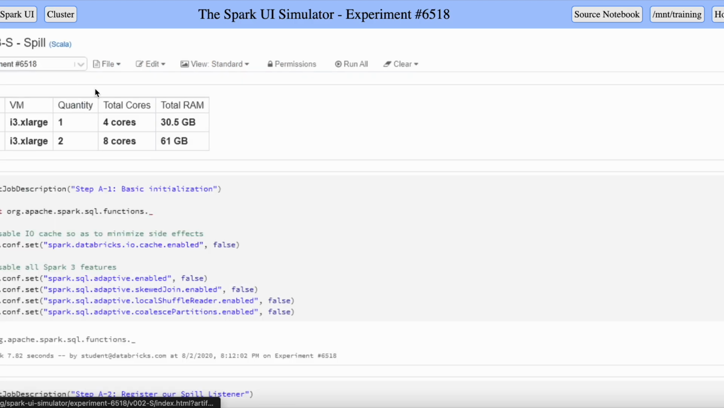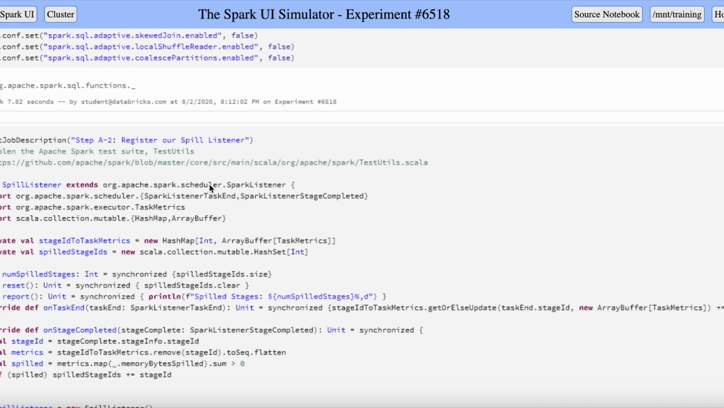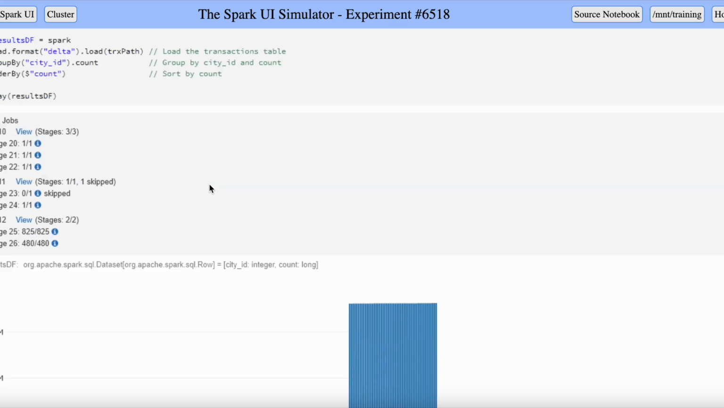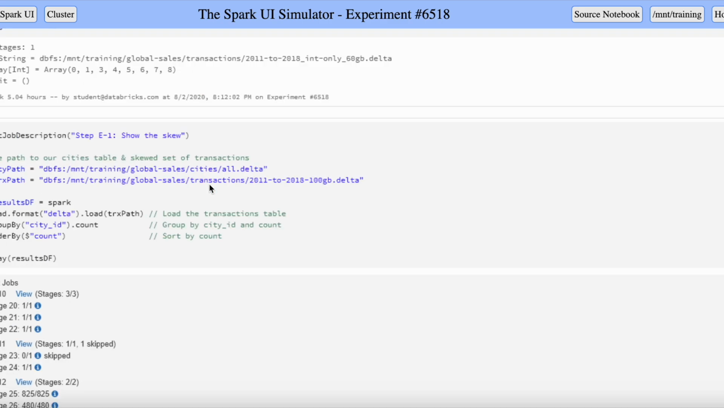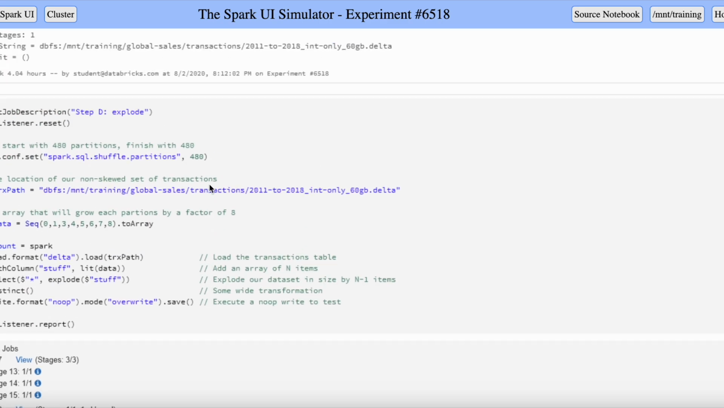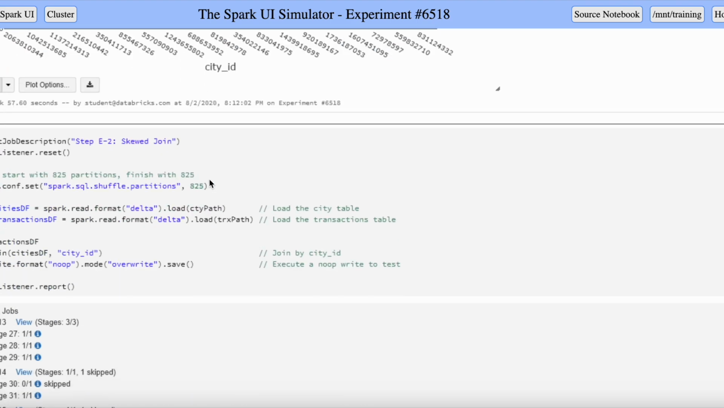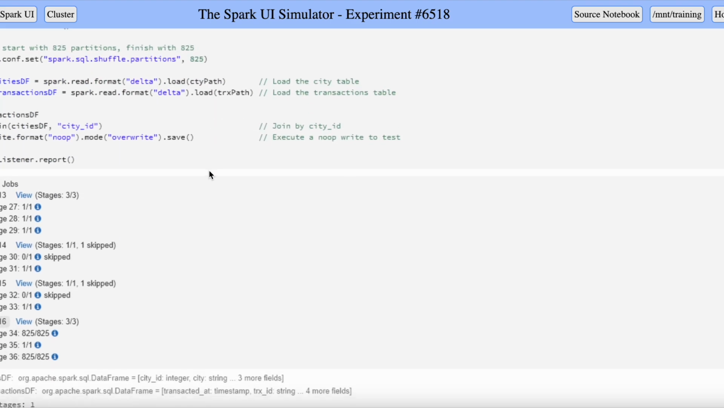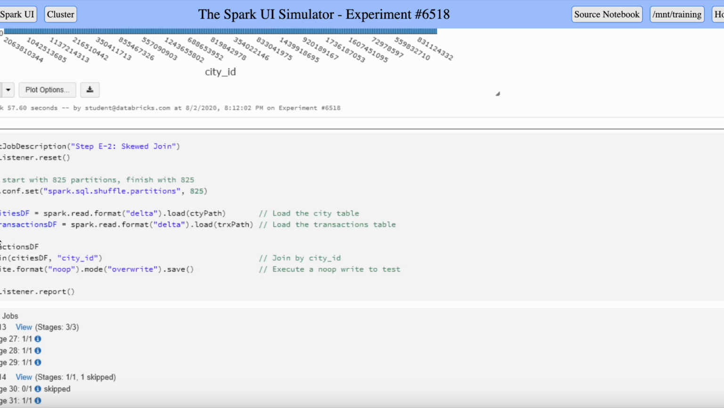Now if I go back, let me explain what is happening. This is just some explanation they provide of what type of data they have, a skew of course, and this is the code which is actually causing the spill. If we look at this city ID, this join is actually causing the spill.